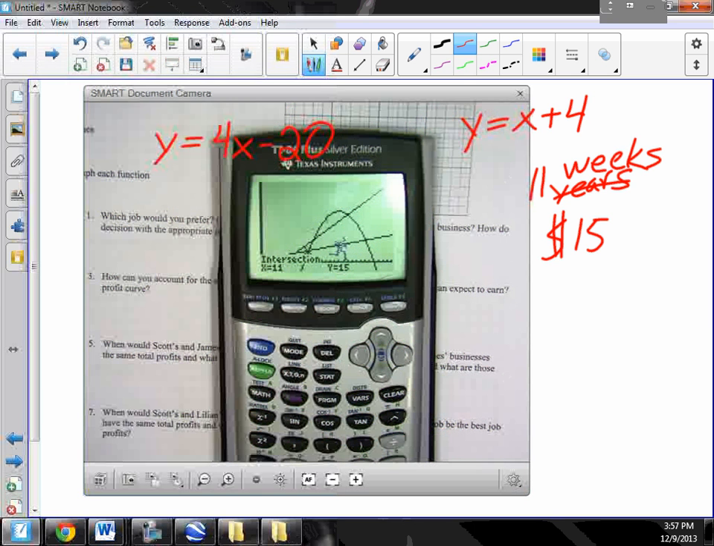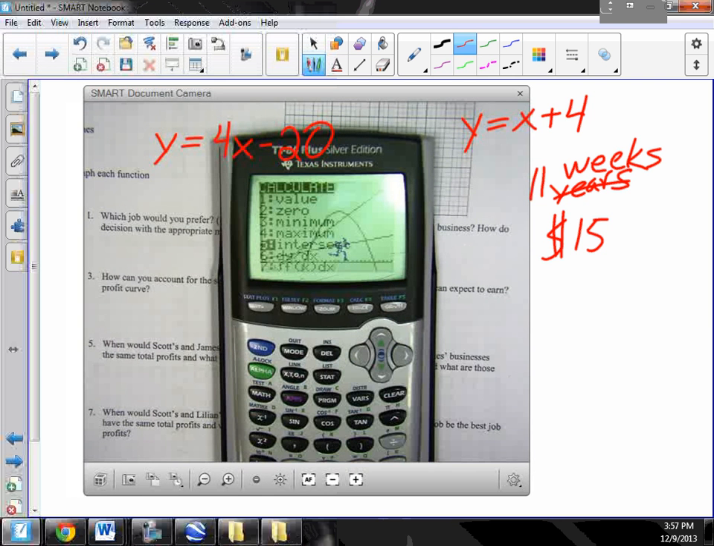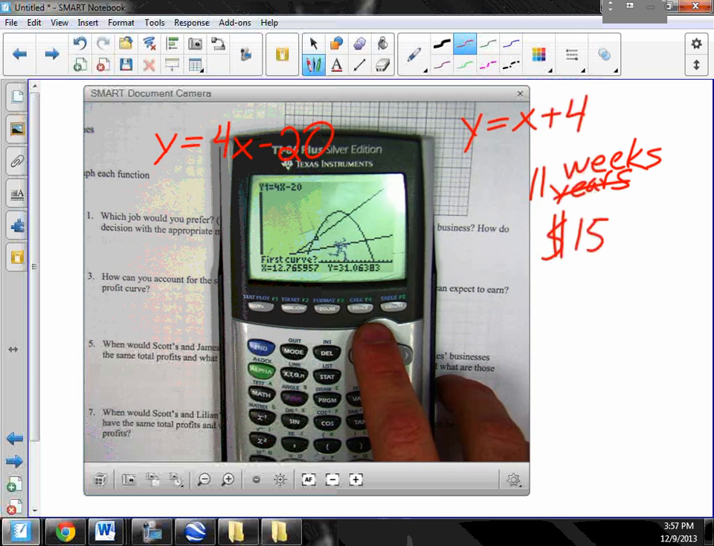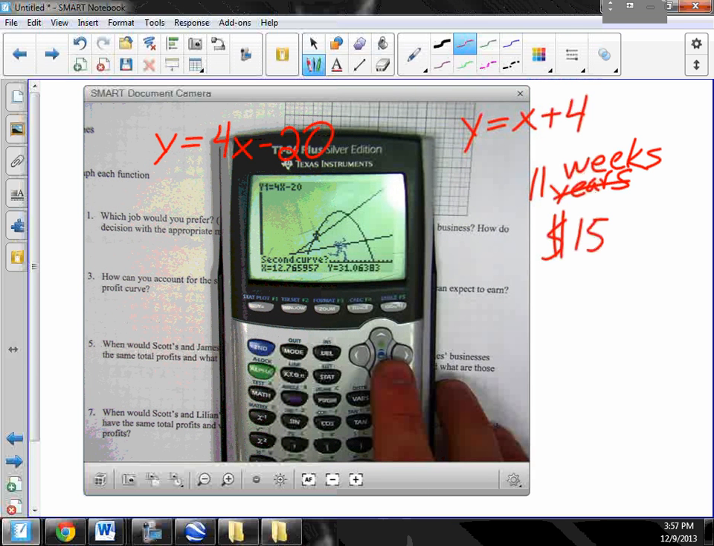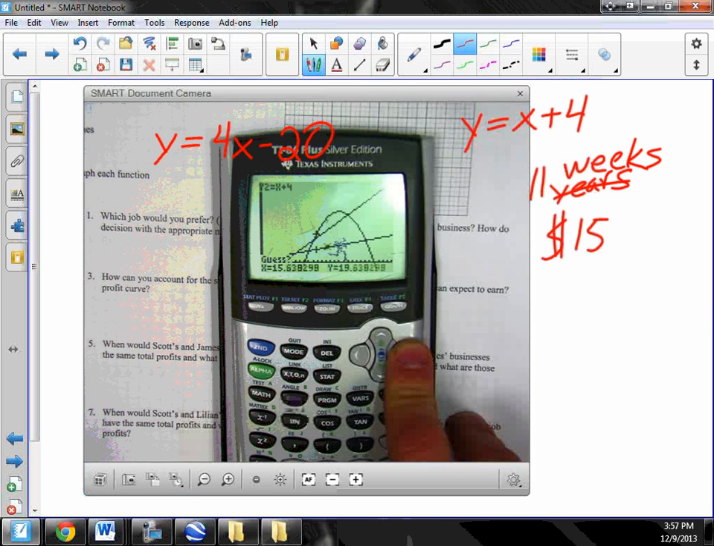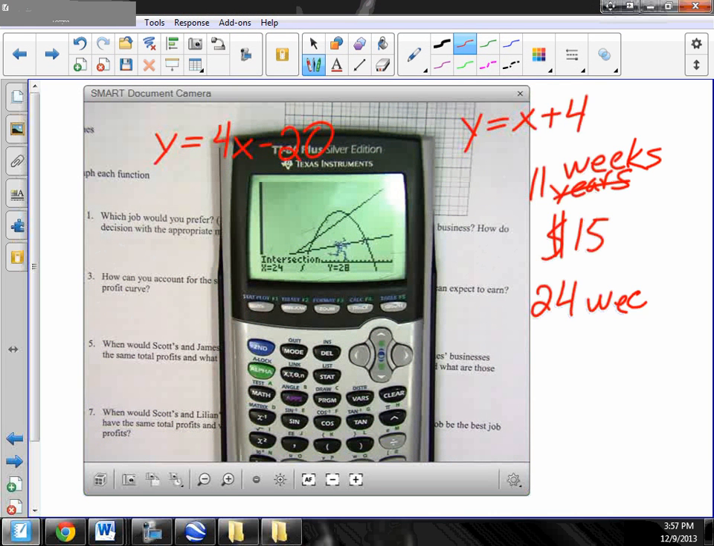And then we need to find the second intersection. Second calc. Go to intersect. First curve. Let's go up to y3. Second curve, y2. And then I'm going to go way over to the right at that intersection and hit enter. So at 24 weeks, they were both worth $28. They both made $28.